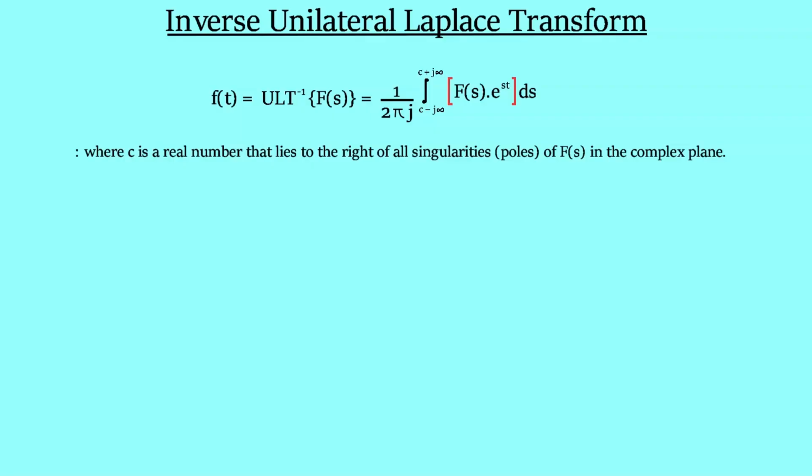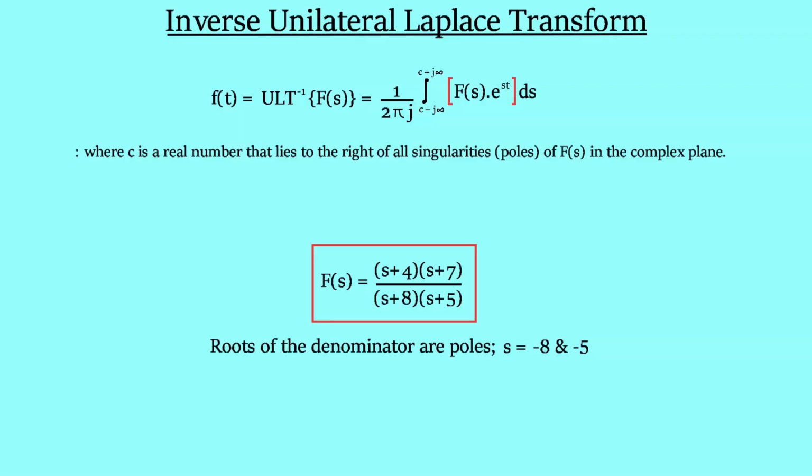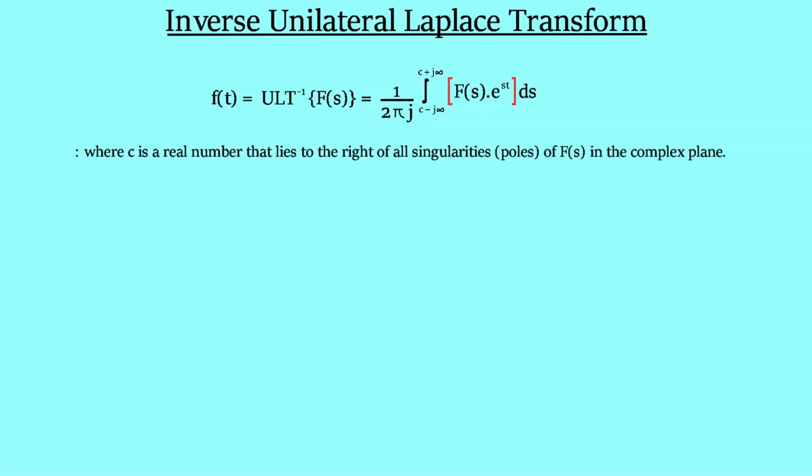The inverse unilateral Laplace transform of a function F(s) is given by 1 upon 2 pi j integration of F(s) multiplied by exponential of st from the limits c minus j infinity to c plus j infinity, where c is a real number that lies to the right of all the poles of the Laplace transform function F(s). Poles are referred to as the roots of the denominator of a Laplace transform function. Everyone should be aware of this expression, but we generally don't use this formula.